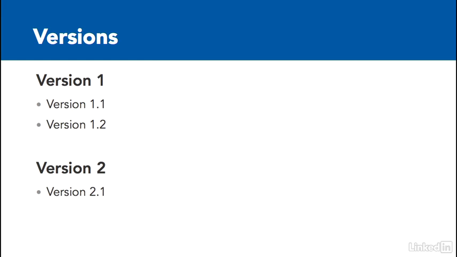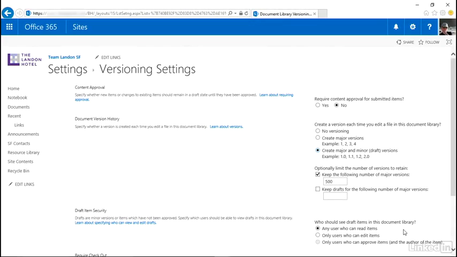If you have content approval turned on in the library, then you can say the only people who can see 1.1, 1.2, 1.3 are the users who create those versions and the people who are in an approval role. Not even just users who can contribute, but only the people actually editing the document and the people who can approve it.